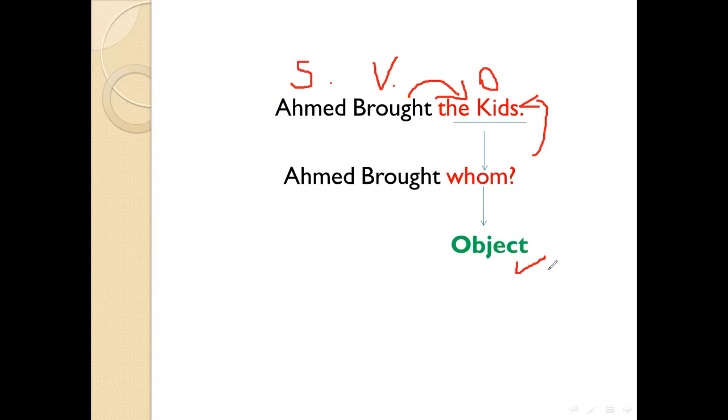Is this easy until now? Easy peasy, lemon squeezy. That's great. Okay, let's go for the other one. Now we learned that whom comes instead of the object. But sometimes whom has two situations or two cases.